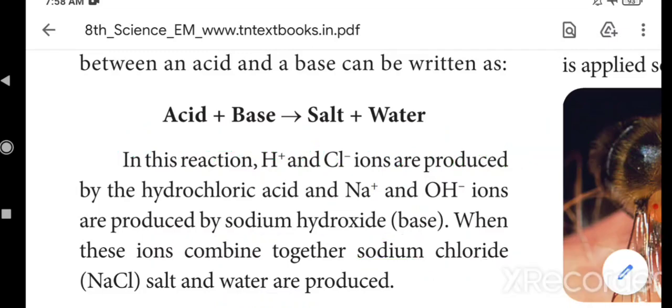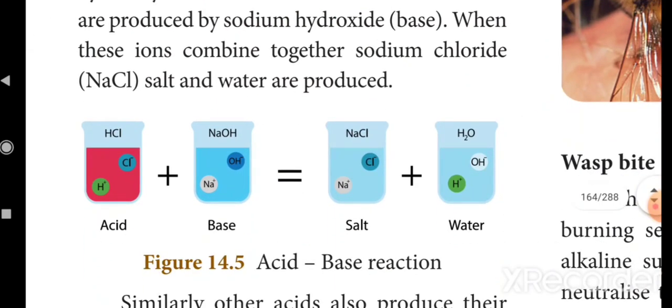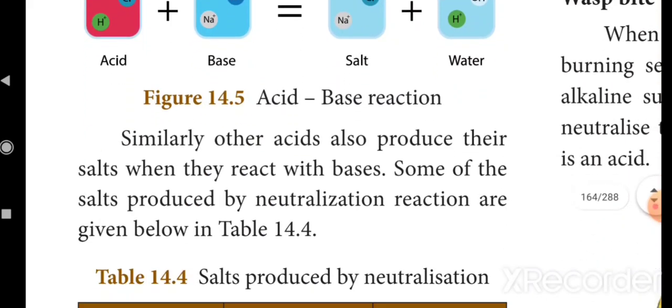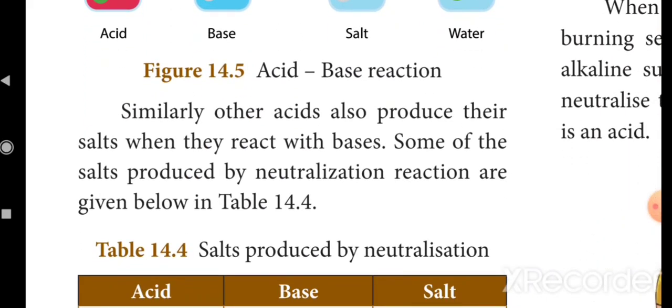Okay, here in the diagram, HCl and NaOH give us NaCl and H2O. Acid plus base is equal to salt plus water. This is the acid-base reaction. It is a neutralization reaction. Similarly, other acids also produce their salts when they react with bases. Some of the salts produced by neutralization reactions are given below in Table 14.4.